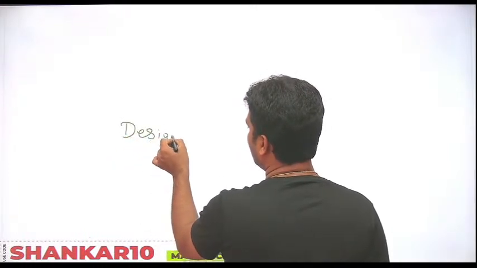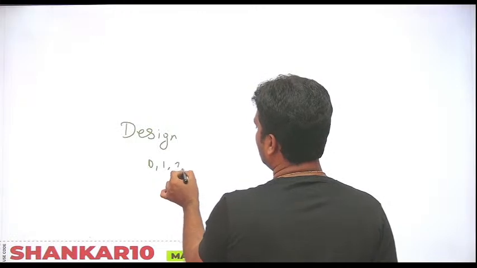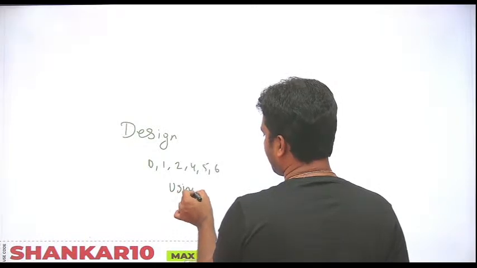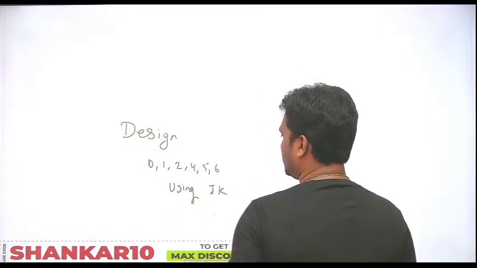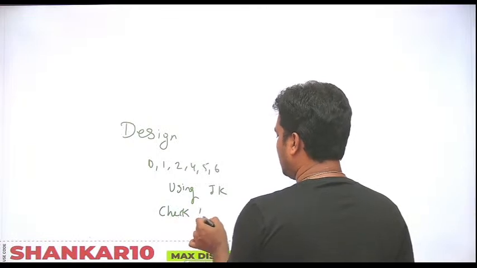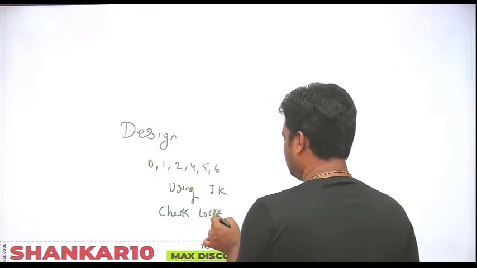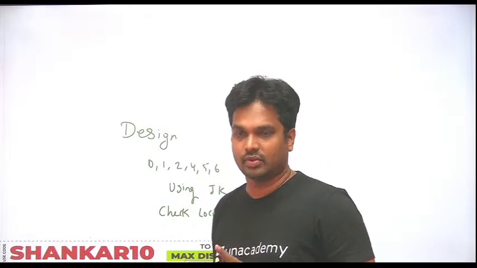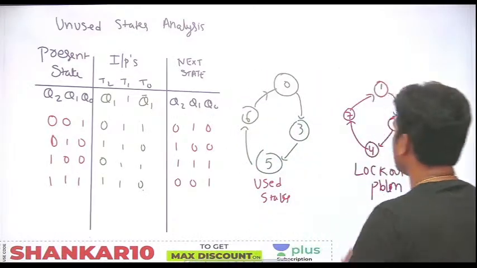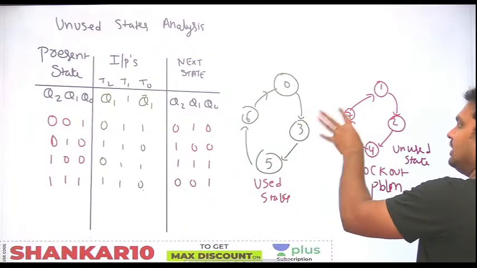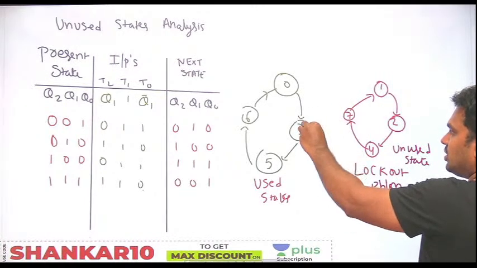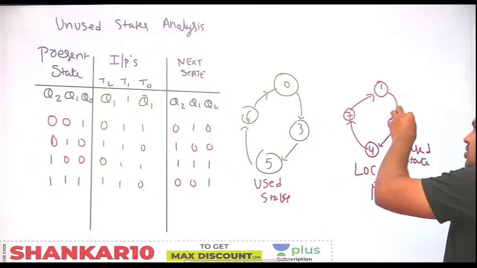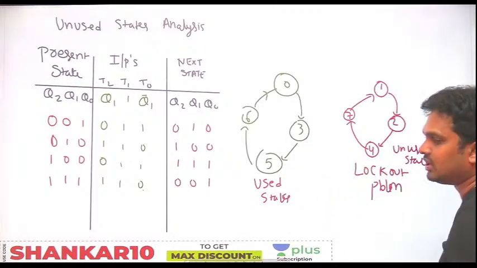I mean practice. You can design 0, 1, 2, 4, 5, 6 using JK. Okay, check lockout occurs or not. If you leave even one state also, it can form loop with itself. Suppose you may have the doubt, sir, if 7 next state is 3, is it okay, sir? In this case, it is okay. If any one of the unused is taken as used, is it okay, sir? In this case, it may be okay, not every time. Even if you leave one single state also, that may form loop with itself.